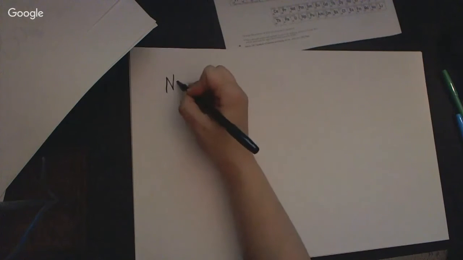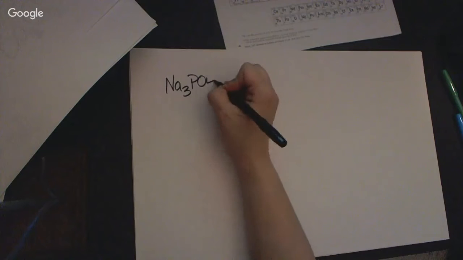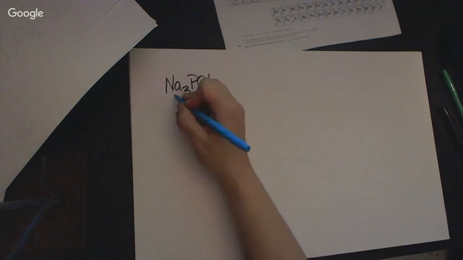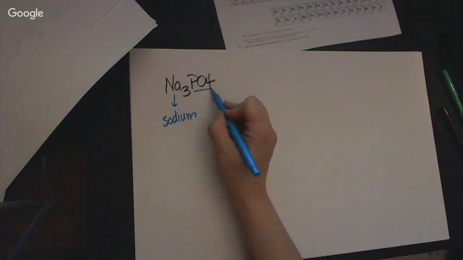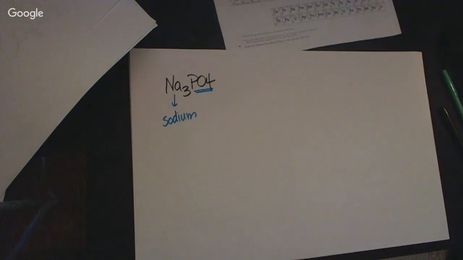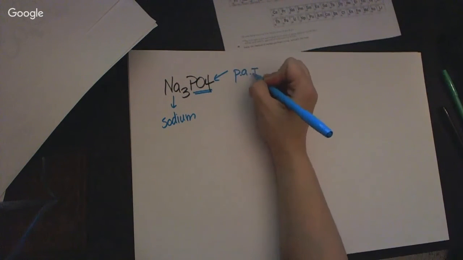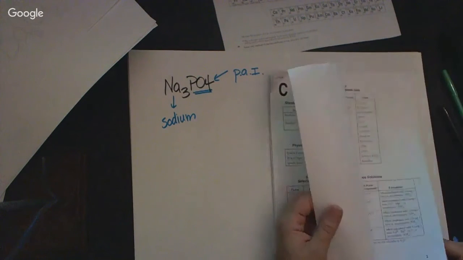Let's name something like this guy. Okay. So I would name this first thing sodium, because that's what it is. And then we end up in this crazy situation where we have PO4. Now, PO4 is a polyatomic ion. And the deal with polyatomic ions is that we don't have to name them, because the beautiful thing is that they're already named for you.